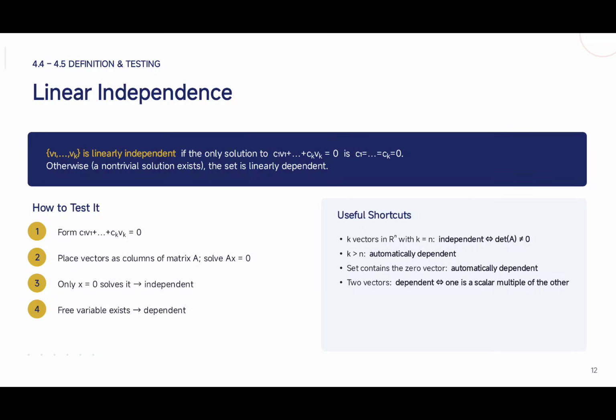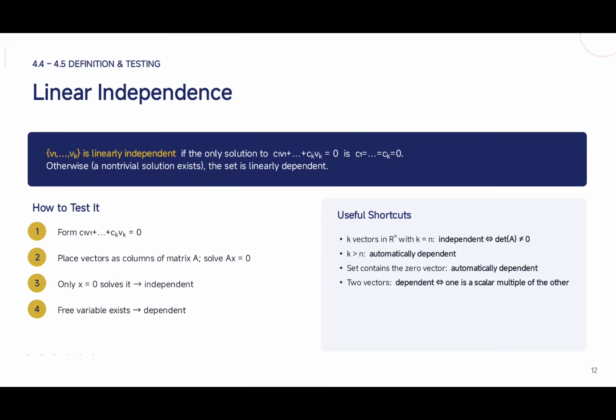A few shortcuts. If you have exactly as many vectors as the dimension of the space, take the determinant. Non-zero means independent. Zero means dependent. If you have more vectors than the dimension of the space, stop. It's automatically dependent. And if the zero vector is anywhere in your set, it's automatically dependent too.